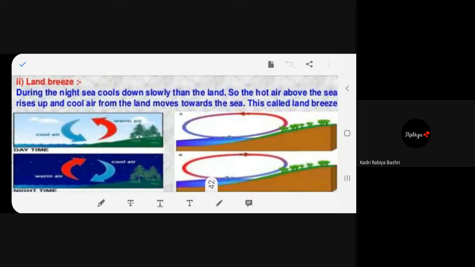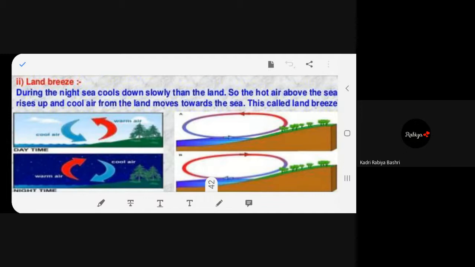Land breeze. During the night, sea cools down slower than the land. So the hot air above the sea rises up and cool air from the land moves towards the sea. This is called land breeze. Now night time. What is happening?